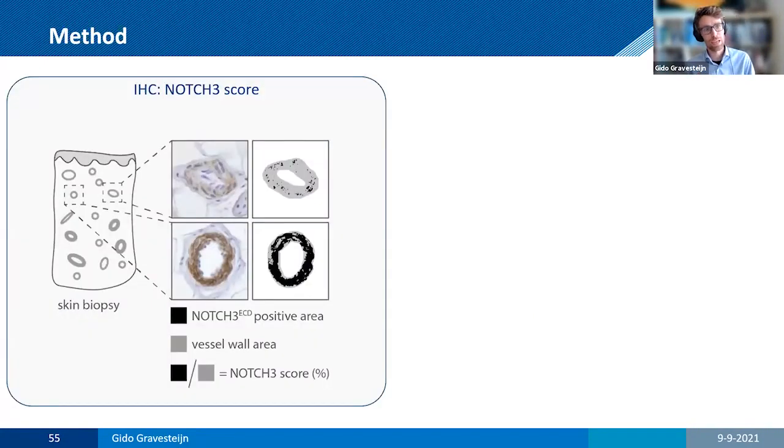And well, we can do that in two ways. We can assess NOTCH3 aggregation in skin blood vessels using immunohistochemistry. Therefore, we use the NOTCH3 score, where we basically calculate the area which is positive for NOTCH3 aggregation over the total vessel wall area. But we also take a look at the electron microscopy analysis on the next slide.